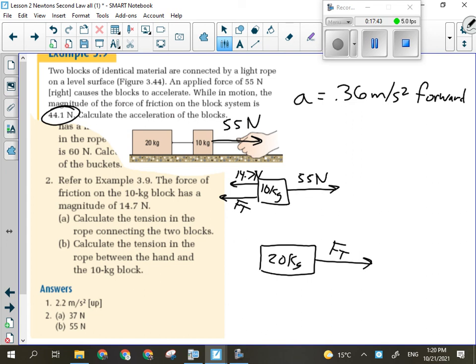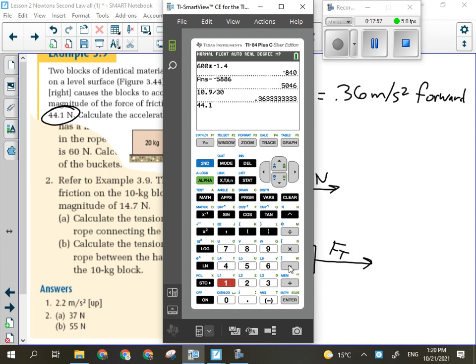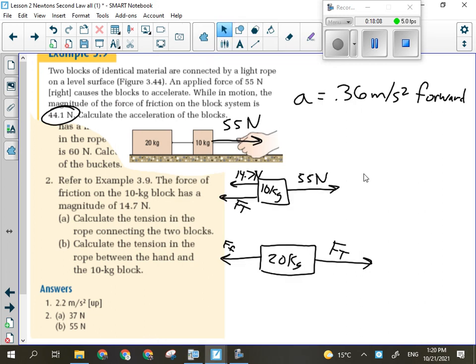The force acting forwards on the 20 kilogram box is the force we're supposed to find, the tension in the rope connecting the boxes. There's only one force resisting the 20 kilogram box, and it's the force of friction, and it's 44.1 minus 14.7. Because we said 44.1 was the total friction on the system. This much was just on the front, so there's 29.4 newtons worth of friction acting on the second box. All right, see how you do from there.